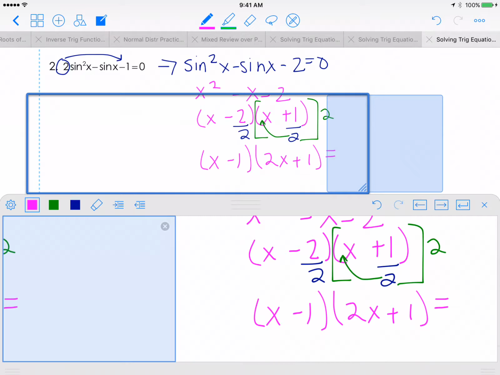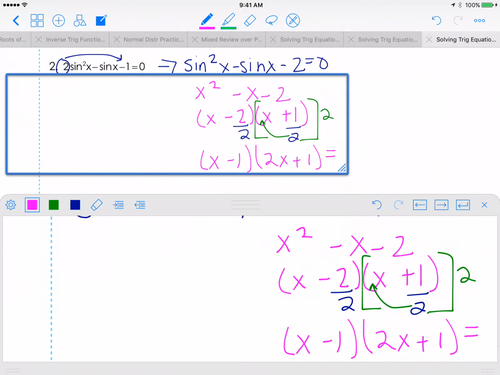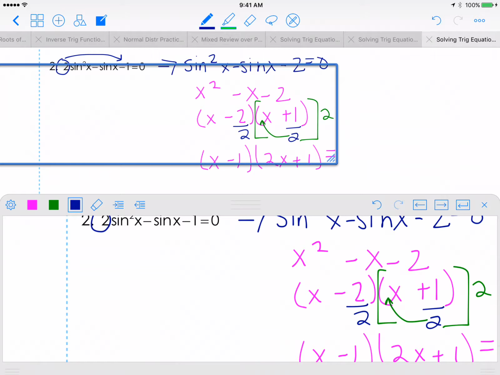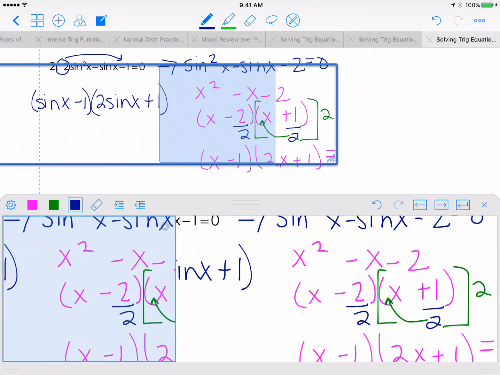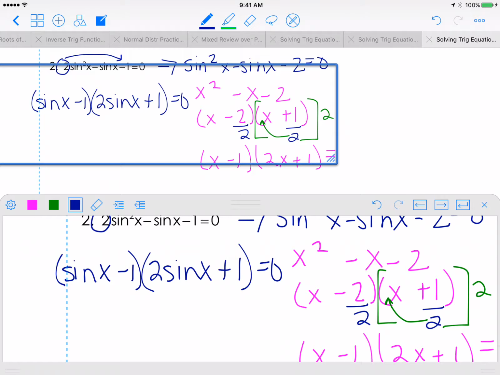So now let's relate that back to trig. To do that, our factors, instead of just x minus 1, are going to have to be sine x minus 1, and then you're going to have 2 sine x plus 1, and that all equals 0. So now, from here, we can use our zero property, set both of these binomials equal to 0, and then solve from there.